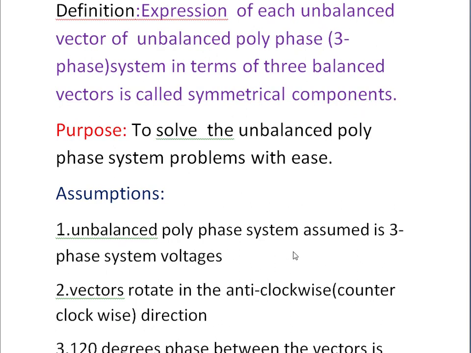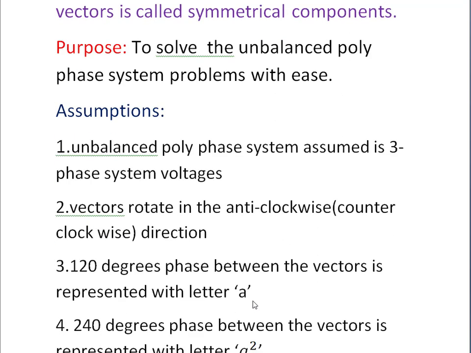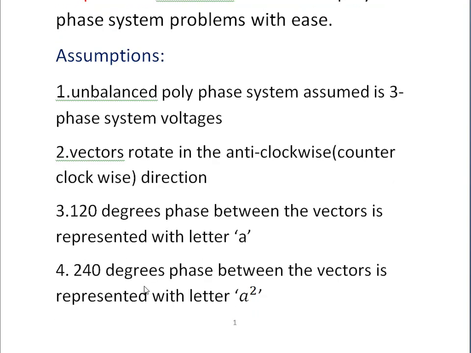The first one is that the unbalanced polyphase system assumed is the three-phase system voltages. Second, vectors rotate in the anti-clockwise direction. The third one is that a 120-degree phase difference between the vectors is represented by a letter A. A 240-degree phase difference between the vectors is represented with a letter A square.